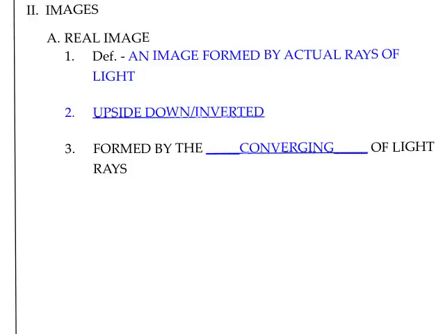Next, we're going to talk about the two types of images that we will see reflected in mirrors. The first one is called a real image, and its definition is an image formed by actual rays of light. So we're physically going to get light rays to cross each other and produce that image. You can recognize a real image easily because it's upside down or inverted. This will probably be the most defining characteristic and the easiest one for you to recognize. And then because we have actual light rays crossing each other to produce this image, we say that it's formed by the converging of light rays. That means our actual rays are going to cross each other.